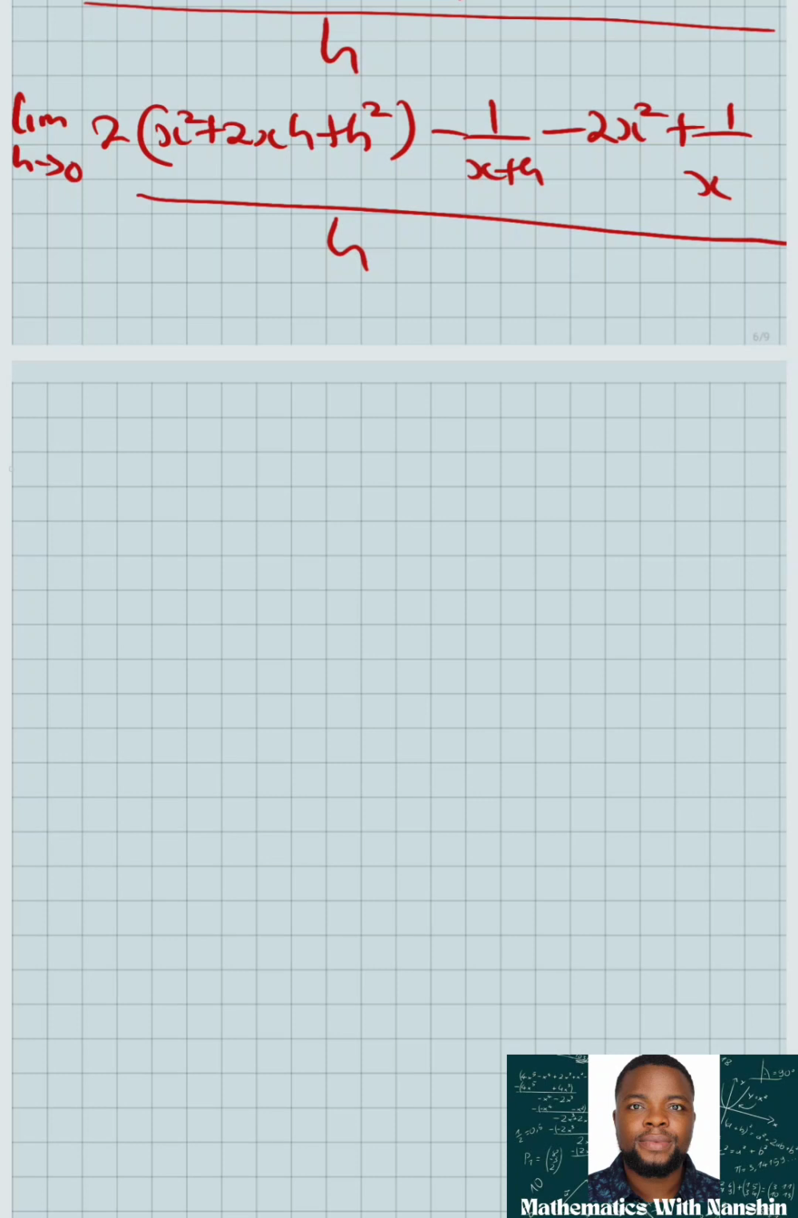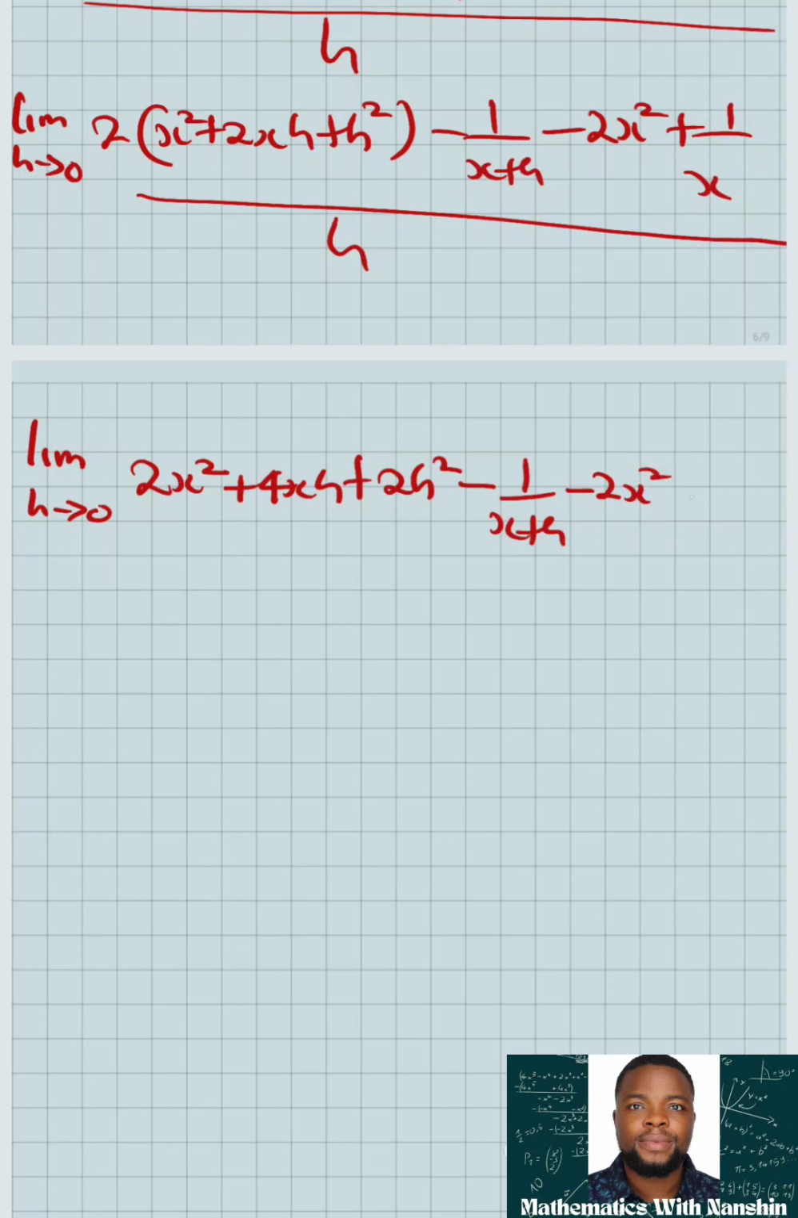We can go ahead and multiply the first bracket with 2. So this is 2x squared plus 4xh plus 2h squared, minus 1 over x plus h, minus 2x squared plus 1 over x. Again, everything is over h. If you look closely, this guy will cancel this guy.